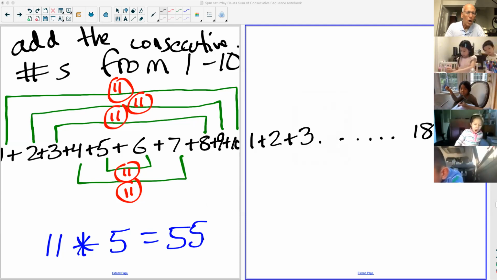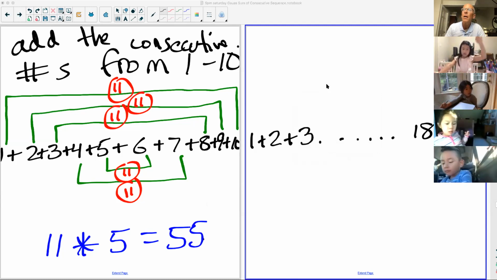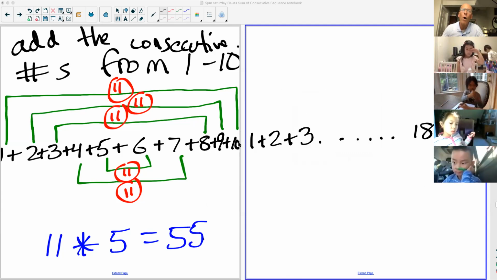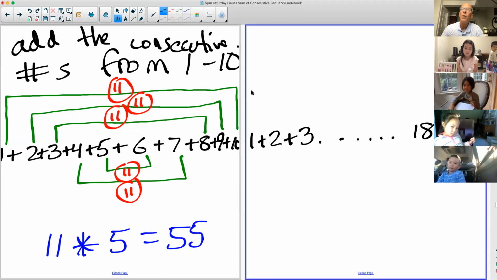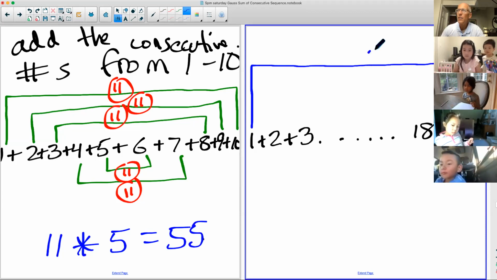Let's try it again. Valerie, do you have your hand up, honey? Who can tell me the magic number? What's the magic number here? Go ahead, Alice. 11. Well, that would be true if we were adding 1, 2, 3, 4, 5, 6, 7, 8, 9, and 10, because 10 plus 1 is 11. Valerie, let's see if you can do it. 21.